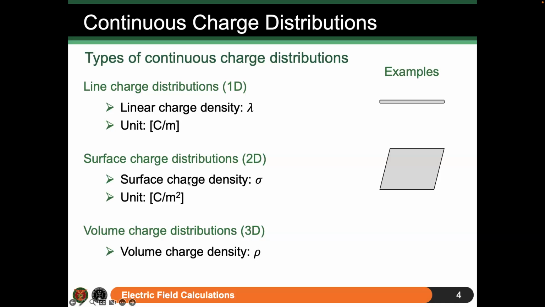For surface charge, we denote the surface charge density sigma, which has units charge per meter squared, or coulomb per meter squared. And for volume charge, we have volume charge density rho, with units coulomb per cubic meter. So we can have various examples. One-dimensional could be just one straight line. Surface charge could be a plane, a ring, or a disk. And volume charge could be a cube, a sphere, or a cylinder, etc.